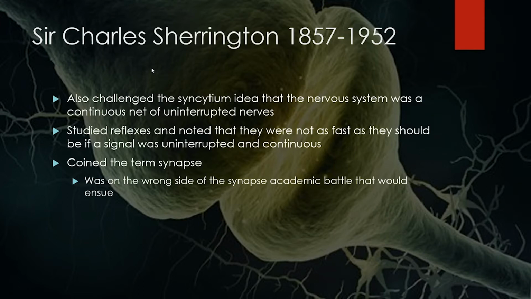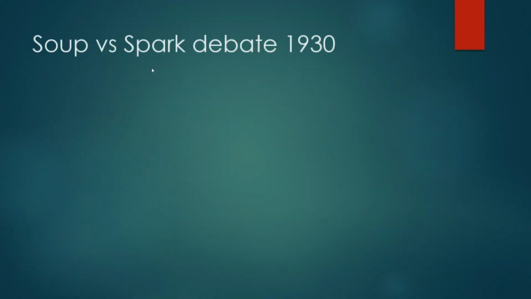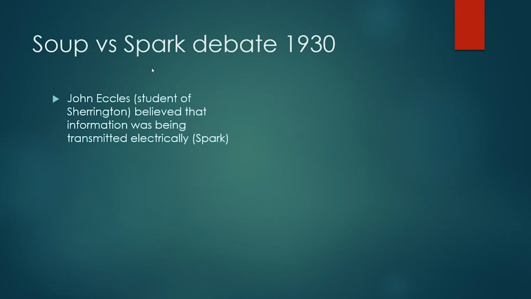So we had kind of figured out that there's different cells, there's separation between those cells that is allowing for this communication, right? But what we didn't know is how the communication was happening across that gap, right? And so you have the soup versus spark debate. Super heated, 1930s. You have John Eccles, who was a student of Sherrington, who we just talked about, and he was in the camp of believing that all information in the brain was being transmitted electrically, right? He was in the spark camp.